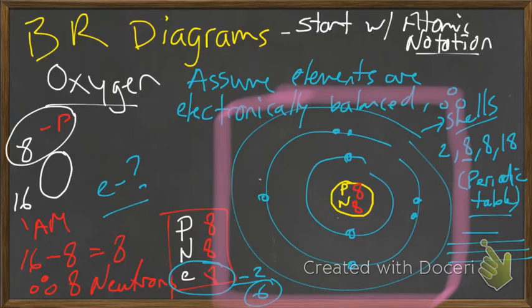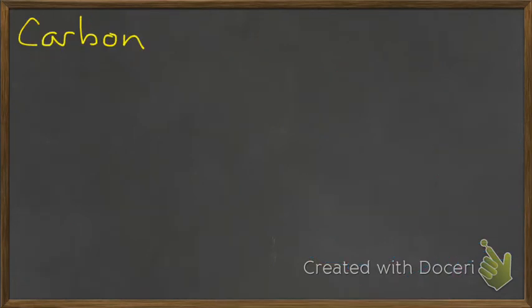Let's do another example. Carbon. Carbon's always fun to do. There's a specific reason for it. So let's start off with the atomic notation. Symbol of C. Mass is 12. Atomic number is 6. This is the same as the number of protons.